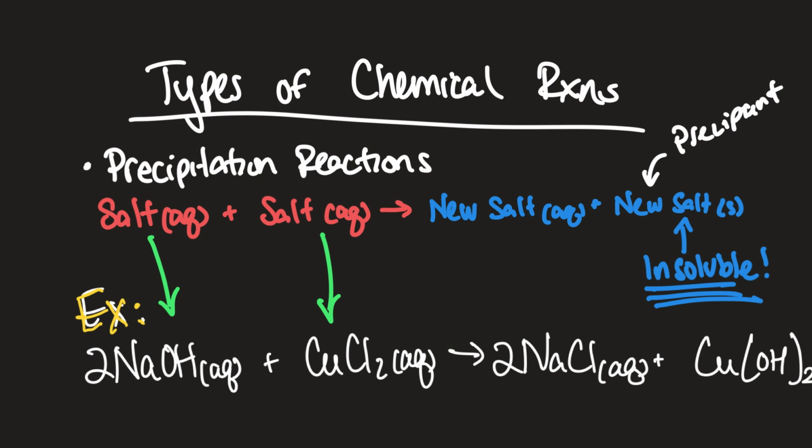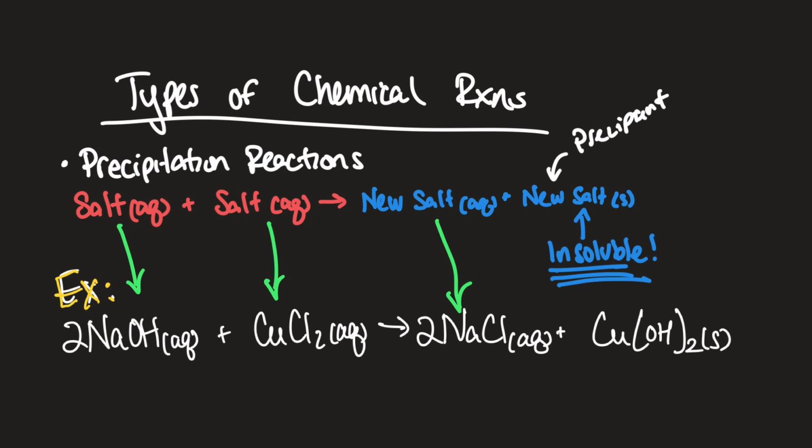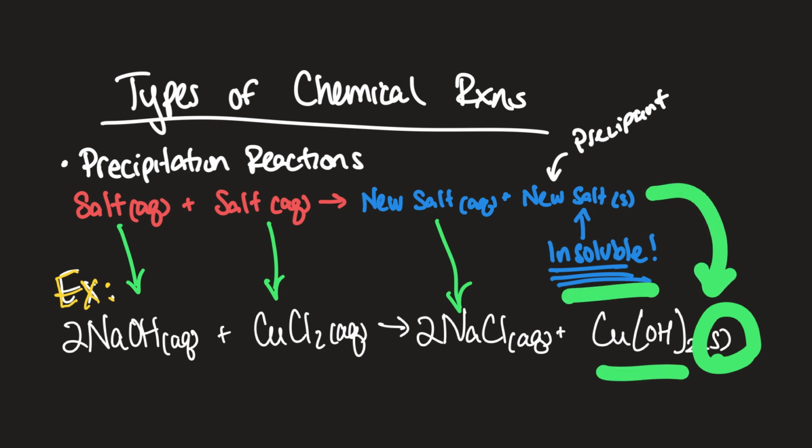All right, you're going to make a sodium chloride solution. But then you're going to make an insoluble salt, right? And so you see here that this is your solid, all right? And so this is the salt that we're referring to. This new salt is insoluble, okay? So this is a precipitation reaction.